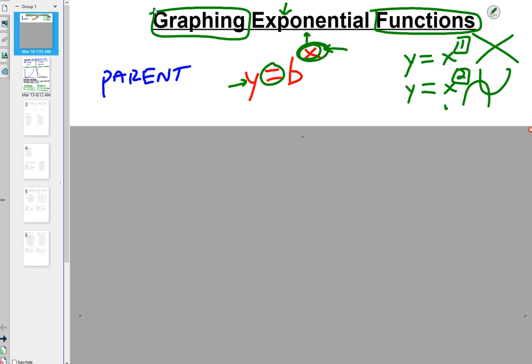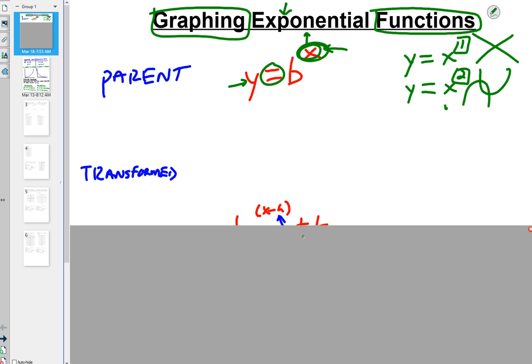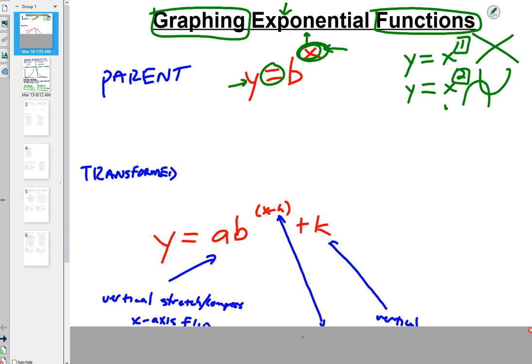And then translations. What number controls horizontal translations? Horizontal is this horizon. H, good. And then what controls vertical? Okay, so you'll see the same things. It's just that now instead of starting with a U, with a parabola, we're going to start with exponential functions, which again can look one of 2 ways. It depends on the base. So let's talk about the transformations first.